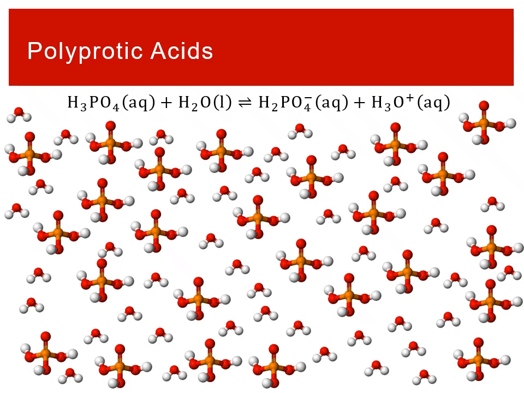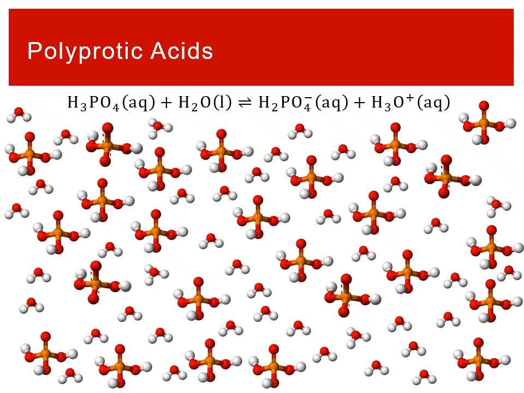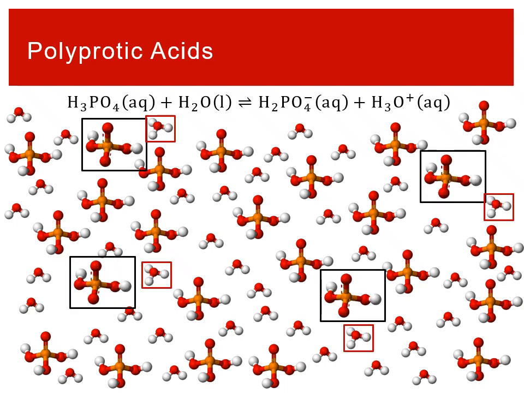If we think about what's going on in the actual solution, each of these molecules is a phosphoric acid molecule, and then I have some waters. When the H3PO4 goes into solution, some of them react with the water and donate that proton to water. The ratio shown here is accurate: for every 25 of the original molecule, 4 of them donate an H plus to water, becoming the conjugate, H2PO4-. That's how much of that is created.